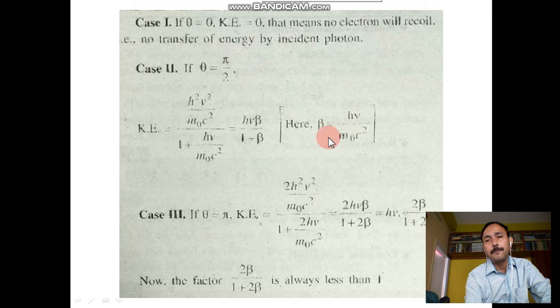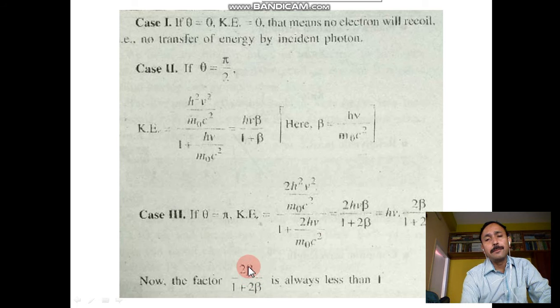As we have taken beta is equal to h nu by m naught c square, h nu by m naught c square means beta. So 2 h nu beta by 1 plus 2 beta. So this becomes h nu into 2 beta by 1 plus 2 beta. Now the factor 2 beta by 1 plus 2 beta is always less than 1.